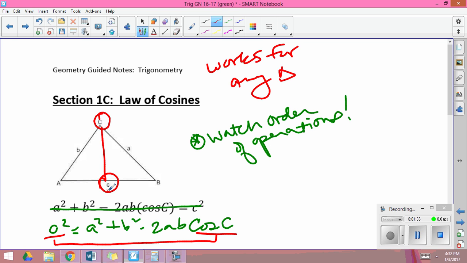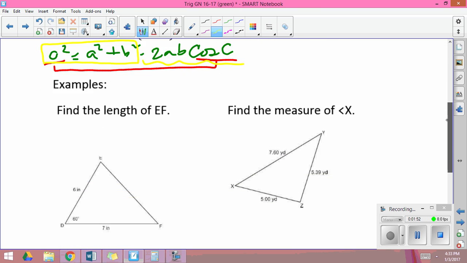Now, the first part of this looks very much like the Pythagorean theorem. Then the rest of this is kind of like a correction, because remember, the Pythagorean theorem only works for right triangles. So I have to make a little adjustment to make it work for non-right triangles. So we're always going to be really careful about how we do this.